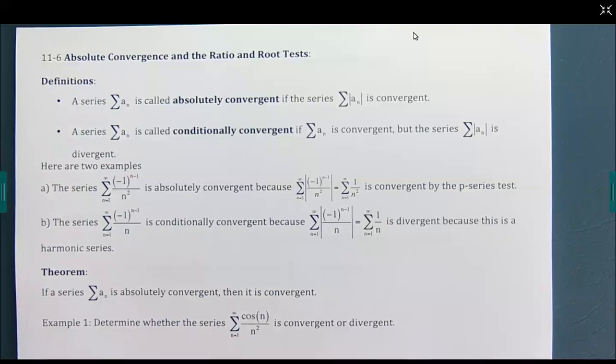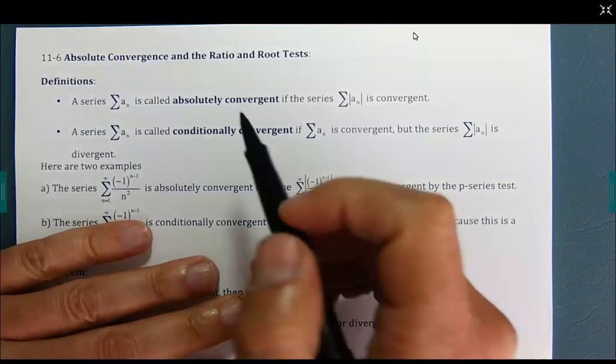Up to this point, we have determined whether a series was convergent or divergent. And some of the tests that we've run test for both convergent and divergent. Some of them only test for convergence, some of them only test for divergence. Let's talk about absolute convergence.